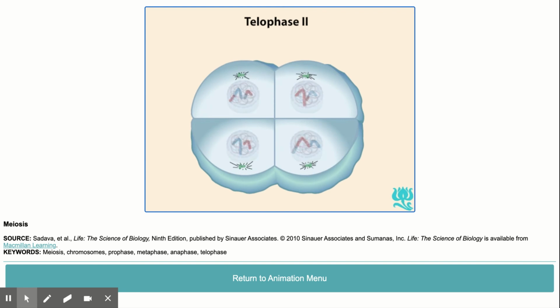During telophase 2, chromosomes again decondense and nuclear membranes reform. Depending on the species, cytokinesis may occur.